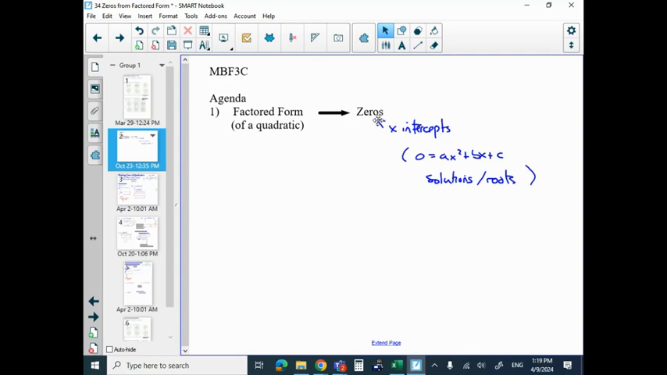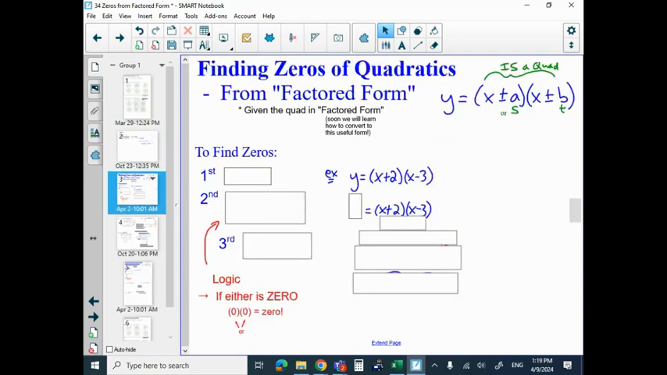So in the last lesson, we looked at multiplying out binomials, and I'll remind you of that in this section right here. So finding zeros from factored form. Factored form is this right here, where we have the x plus or minus a number. So this one here, y equals x plus 2 and x minus 3.